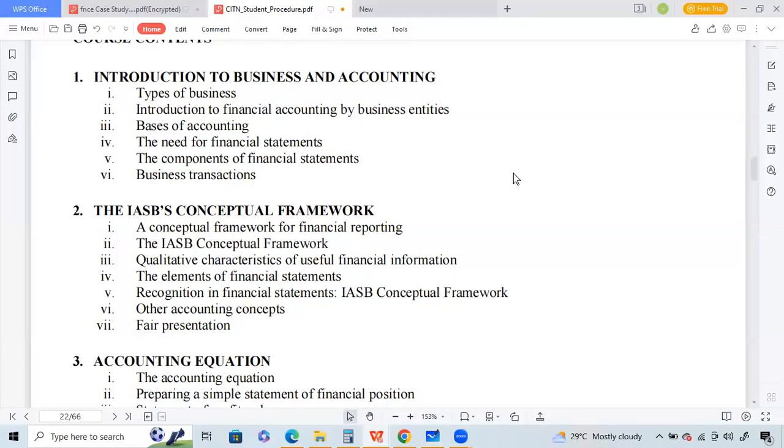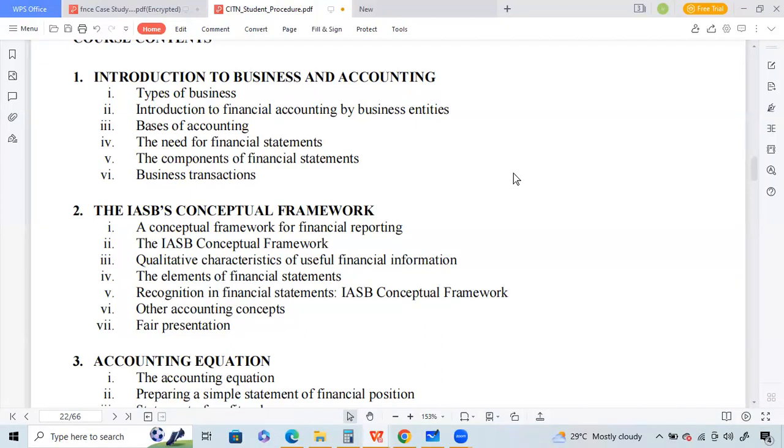Then the types of business, those are basically the four types of business organization that we'll be looking at: proprietorship, limited liability company, partnership, and not-for-profit making organization. What are the advantages and the disadvantages of each of these forms of business organization? We'll be looking at that.